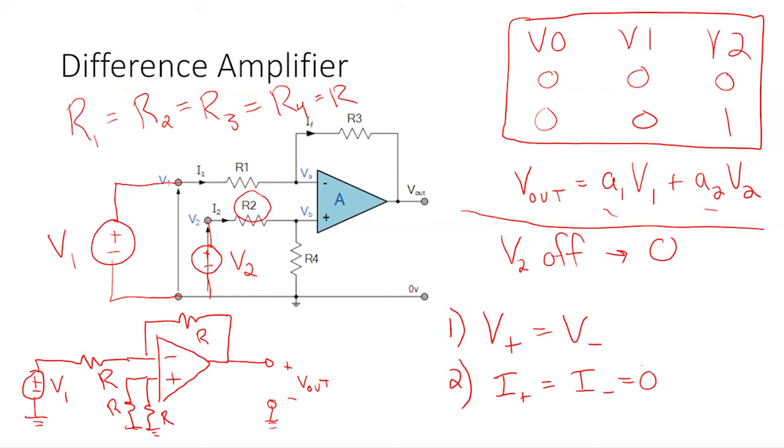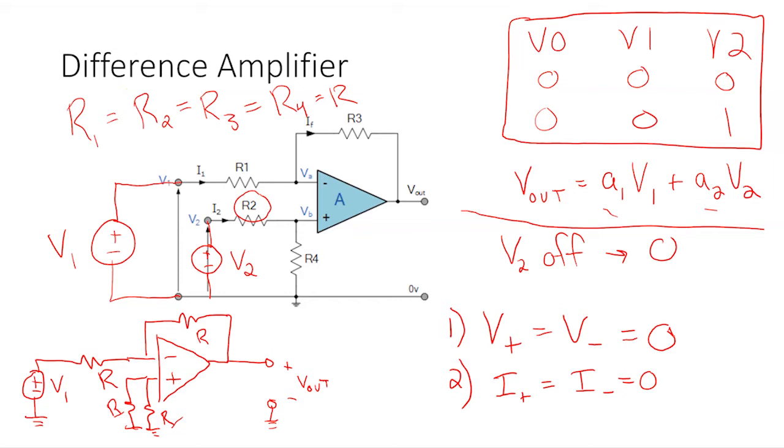Looking at this, from those two rules, how much current goes through these two resistors here and here? 0. What's V plus? It'll be 0 because there's no voltage drop across the resistors. That means it's the same voltage as ground. Totally correct. Yes, V plus equals V minus equals 0.